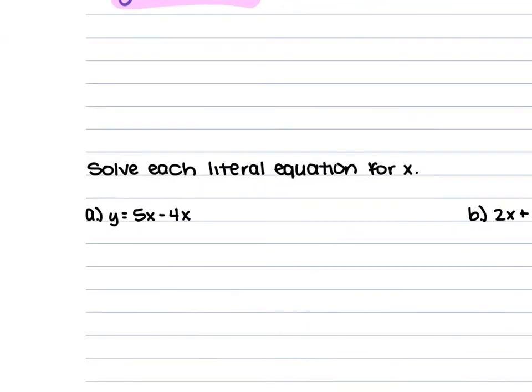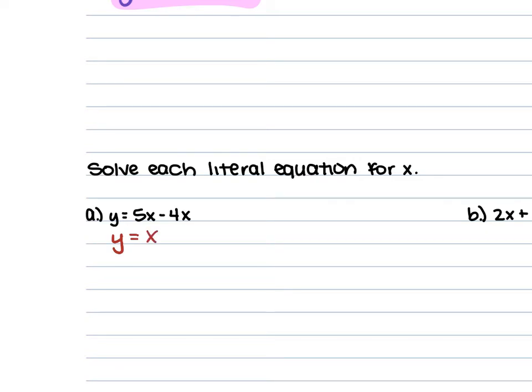For example A, here we're solving for x. So we are going to combine like terms. We have y is equal to 5x minus 4x. So we just combine like terms, and we get 5 minus 4 is 1. So y is equal to x. If you want to rewrite it to where x is equal to y, you can.